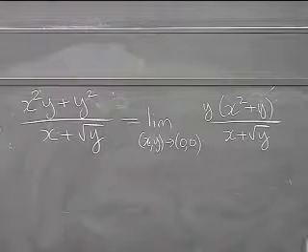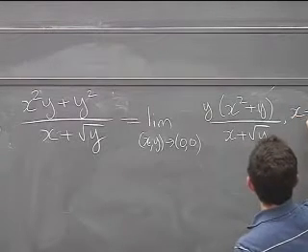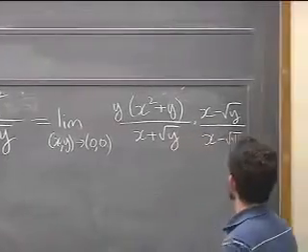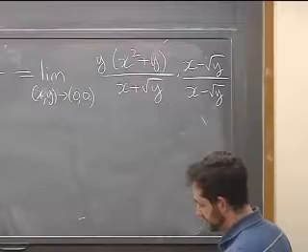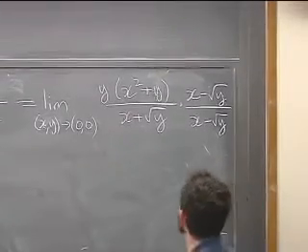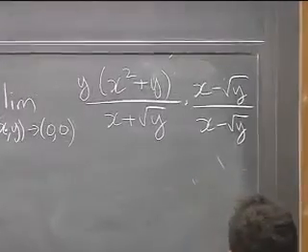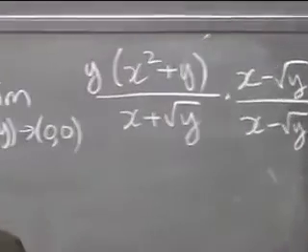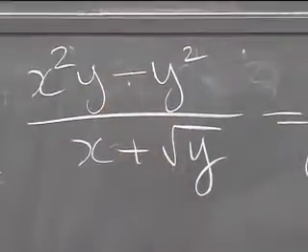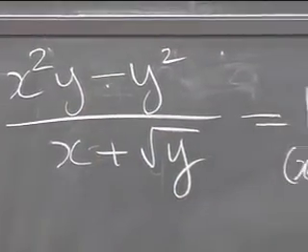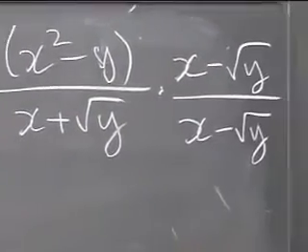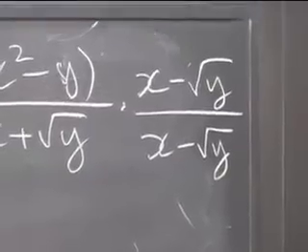Multiply by the conjugate. So let's try multiplying by (x minus root y) over (x minus root y) and see what happens. Did I screw this up? I probably did. Yes, I did. This was supposed to be a minus. I just wrote it down wrong. Sorry. So actually we could have factored it directly, but anyway, the trick is still good. I apologize for that.